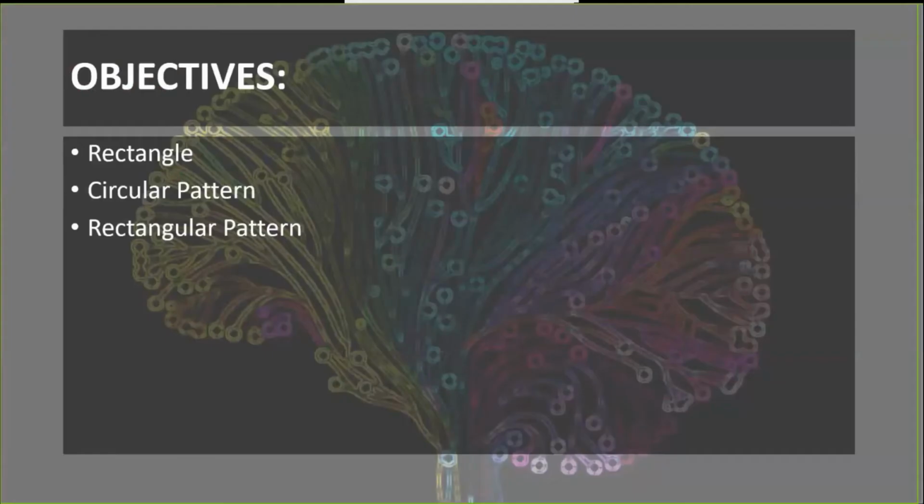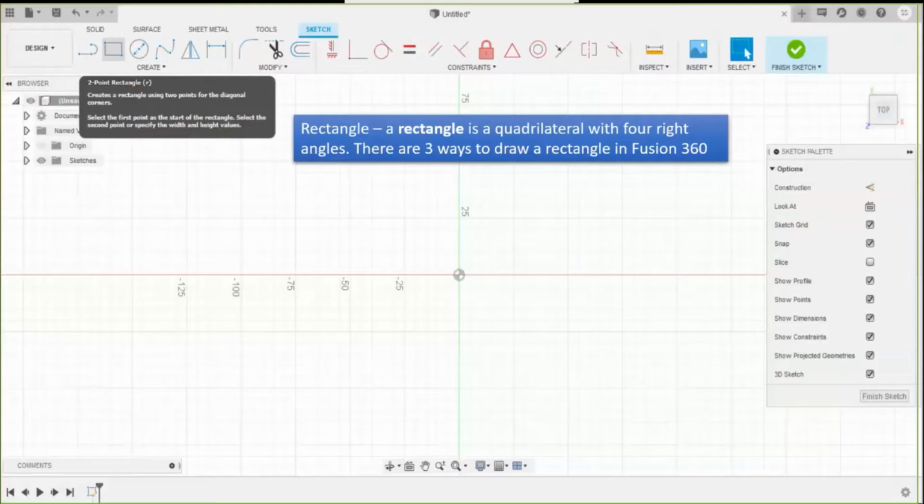After completing today's session, you will be able to use the rectangle, circular pattern, and rectangular pattern commands. Okay, moving ahead. A rectangle is a quadrilateral with 4 right angles. There are 3 ways to draw a rectangle in Fusion 360.